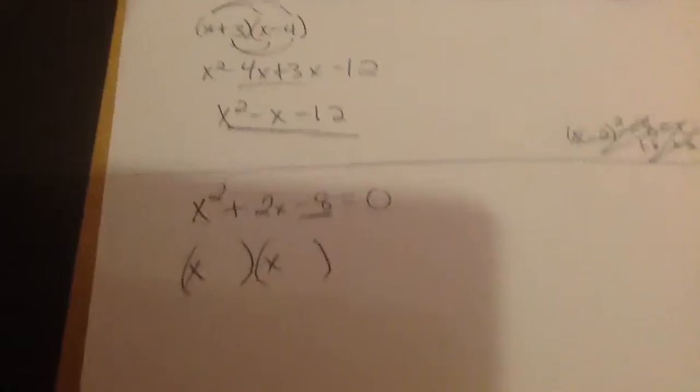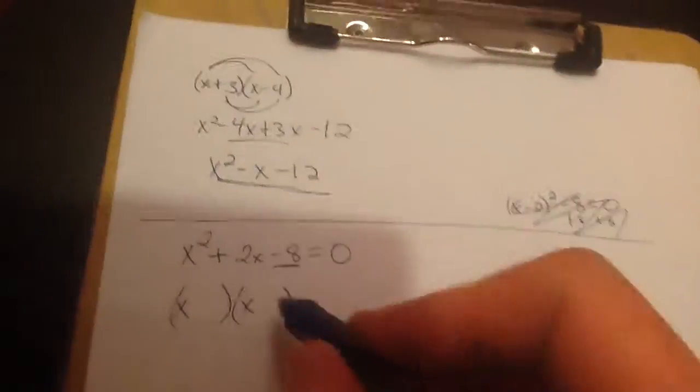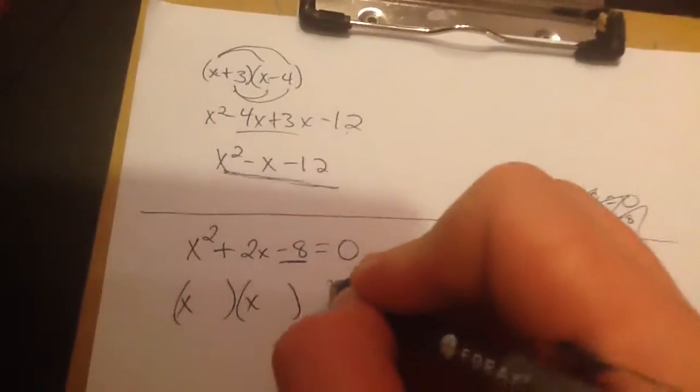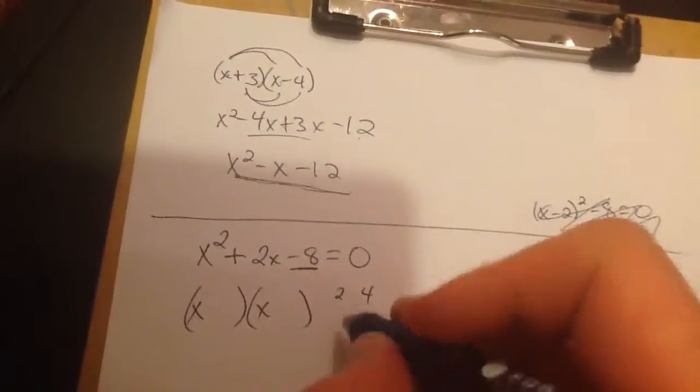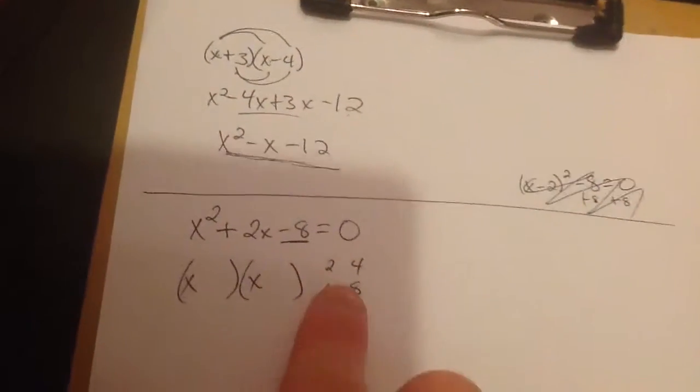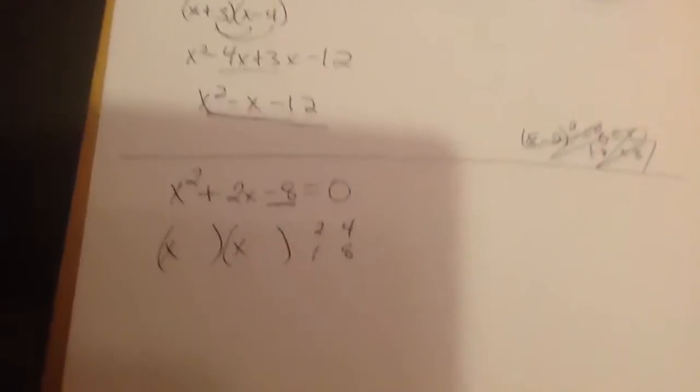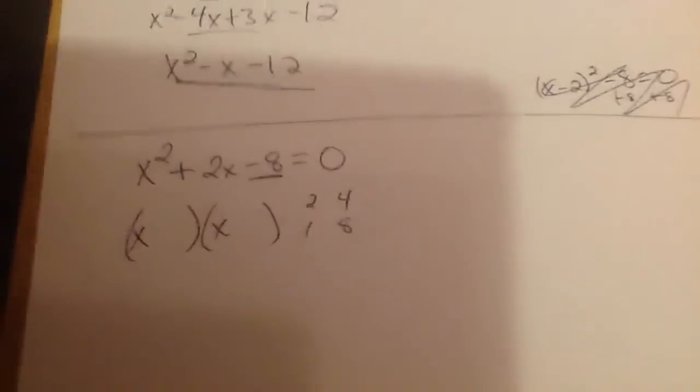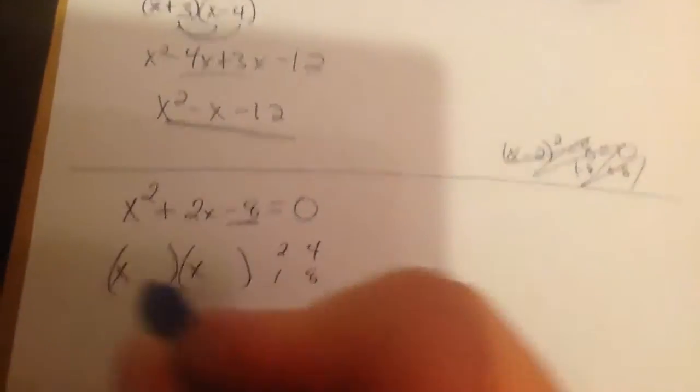Oops. There's a few different options, so I'm not going to write them in yet. I could have 2 times 4 or 1 times 8. And I'll worry about signs later. One's going to be positive and one's going to be negative, but we'll figure that out in a second. So I know I'm either going to have 2 and 4, or 1 and 8.